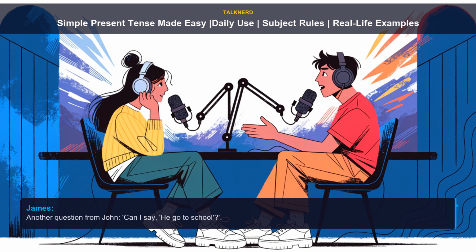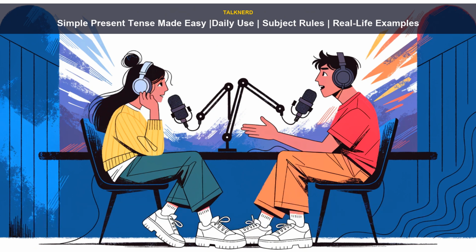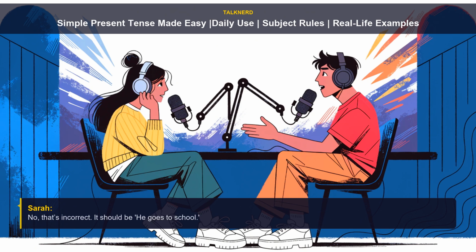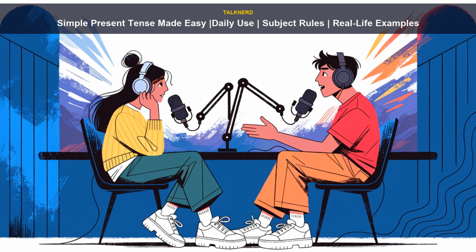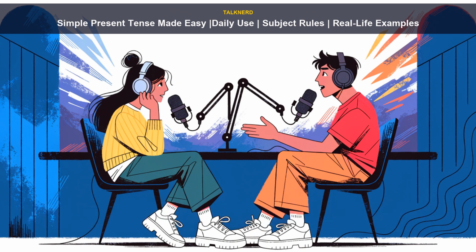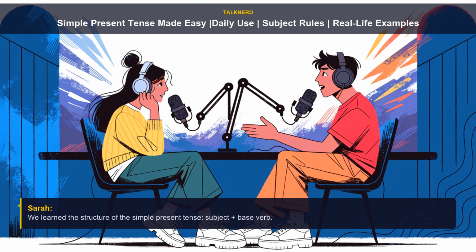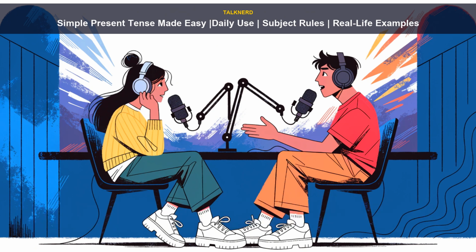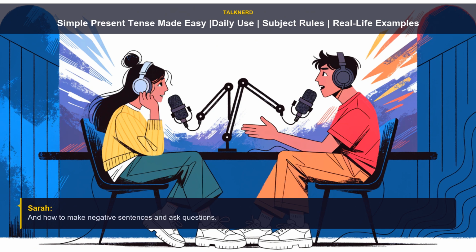Another question from John, can I say, he go to school? No, that's incorrect. It should be he goes to school. And finally, Emma asks, how do I remember the rules? Practice regularly and use tricks like associating does with s for singular. Let's do a rapid recap of everything we covered. We learned the structure of the simple present tense, subject plus base verb. We talked about using s and es with third-person subjects. And how to make negative sentences and ask questions.